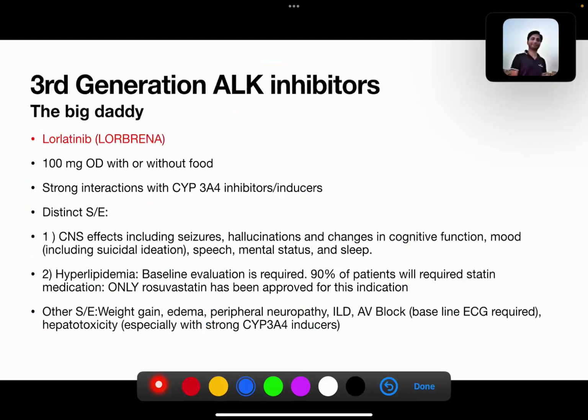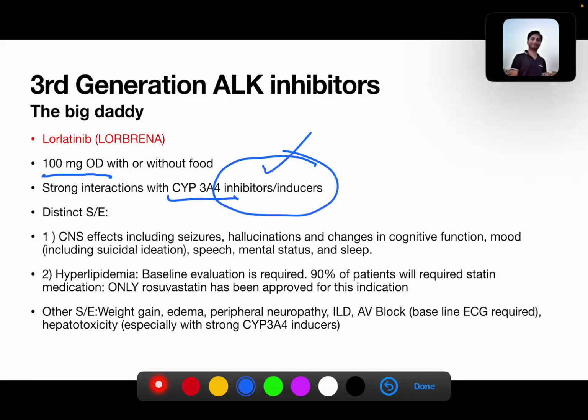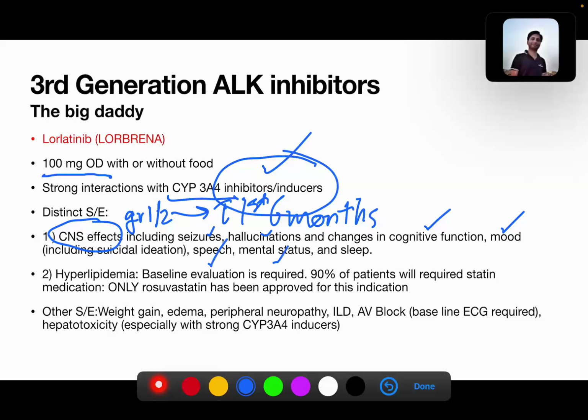Right. So coming to the third generation ALK inhibitor, the big daddy, that's lorlatinib. It is given at a dose of 100 mg OD with or without food. You have CYP3A4 interactions, which are very strong. The distinct side effects here are CNS side effects. Usually they're grade 1 and 2, they're manageable, and they're usually seen within the first 6 months. Okay. And later on, they're not as commonly seen. They include seizures, hallucinations, cognitive function changes, mood disorder changes, speech and mental status changes, and decreased sleep. Okay. So CNS side effects, grade 1 and 2, most commonly seen within the first 6 months only. Later on, they become less prevalent.